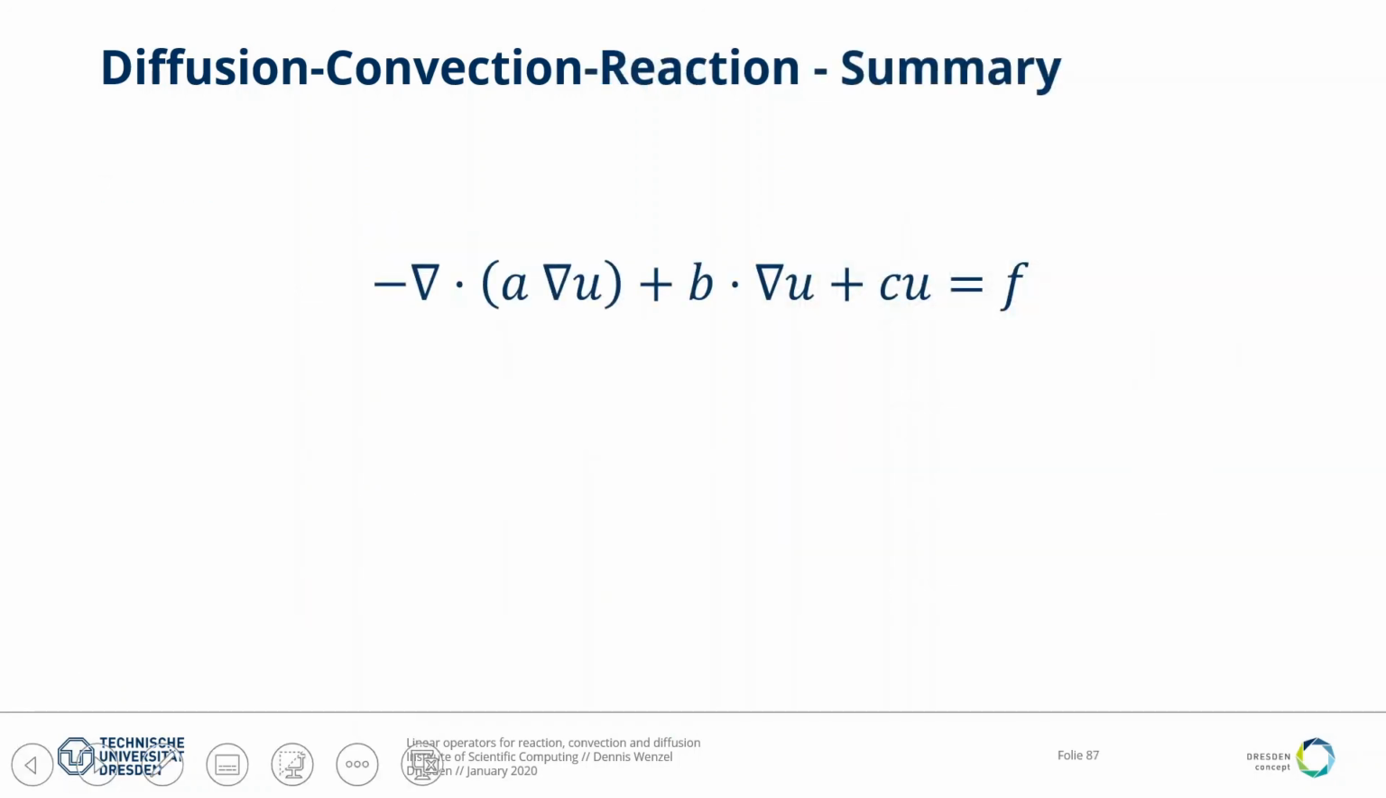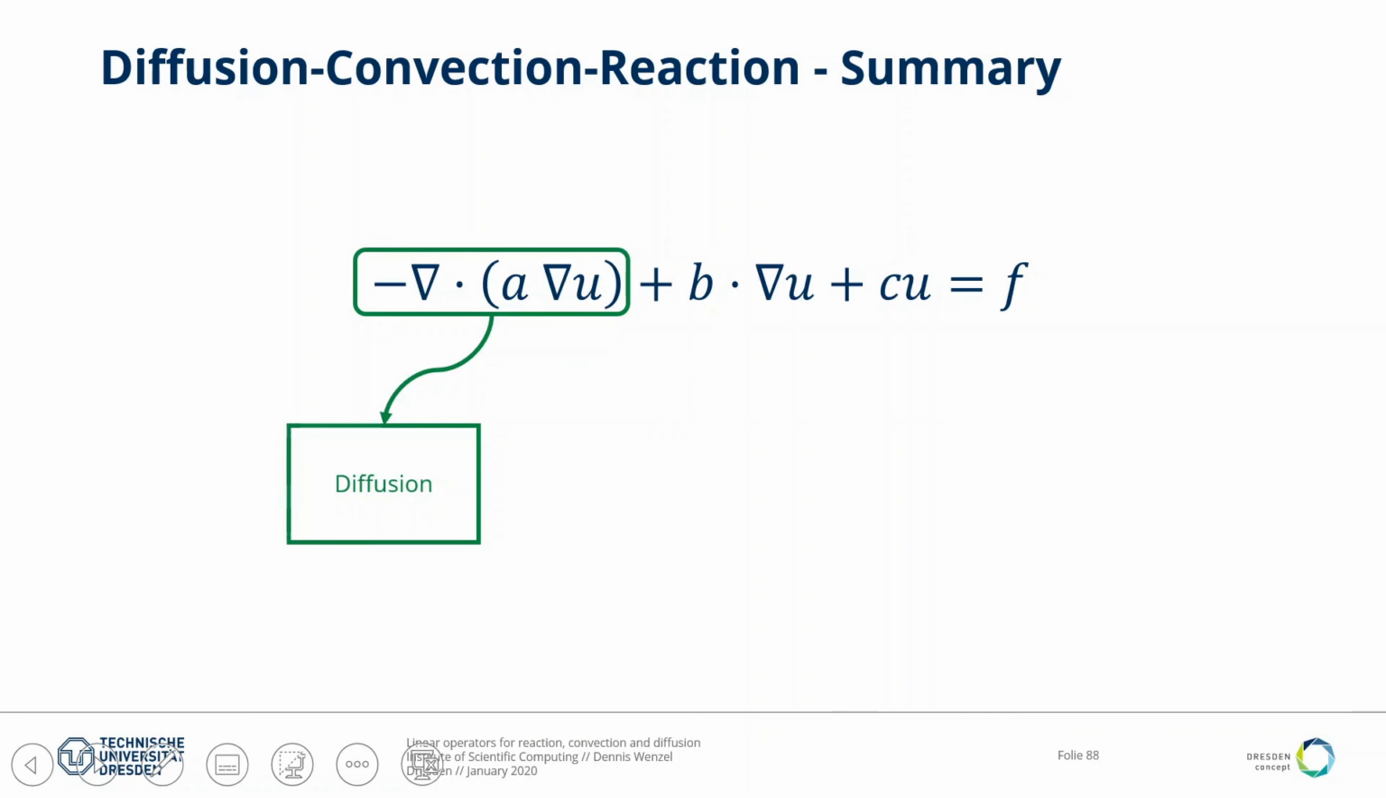Okay, let's do a quick summary of those individual parts. We have reactive terms, we have diffusive terms that just model spreading of a quantity or a membrane, and they are there to make your problem solvable, because we need a second order problem that we have seen before, and it just balances it all out.